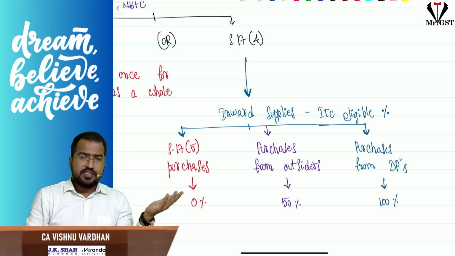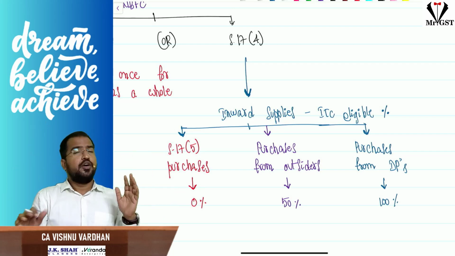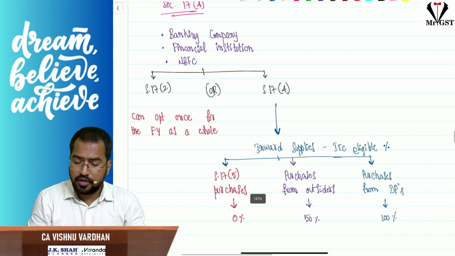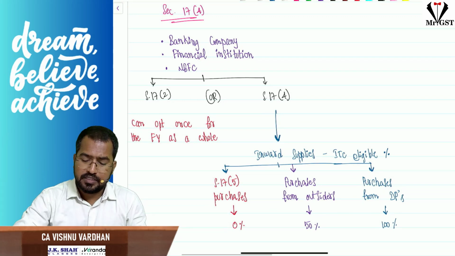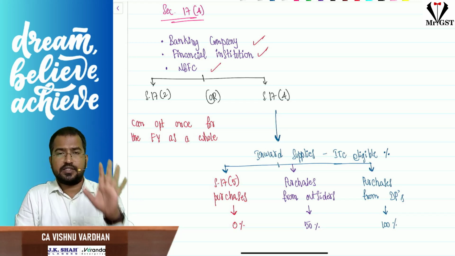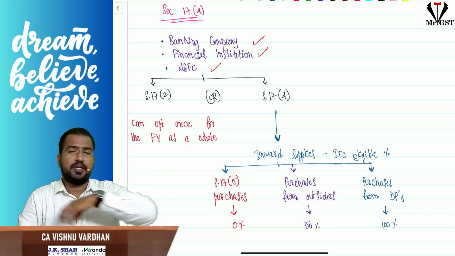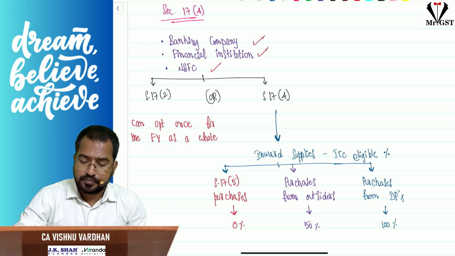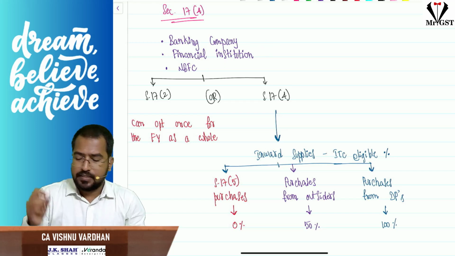If you feel 17 subsection 2 is beneficial for you, go with that. Or if you want 17 subsection 4, you go with that. But this option is available only for banking companies, financial institutions, and NBFCs. Clear? And the option can be exercised only once in a financial year. So once it is exercised, it is applicable for the entire financial year. That is what it is. Clear? This is 17 subsection 4.